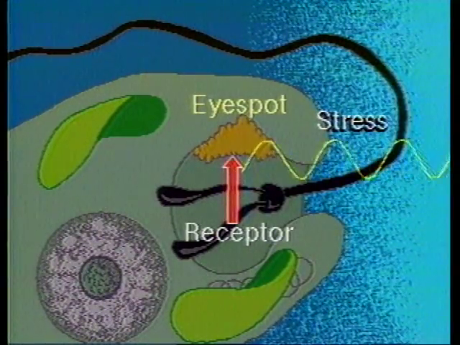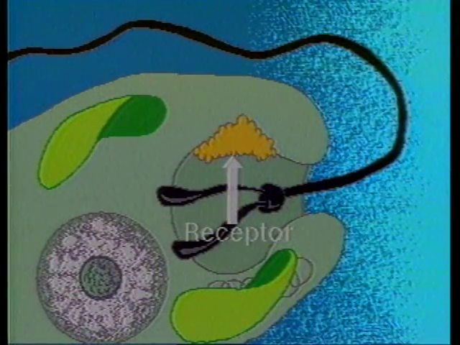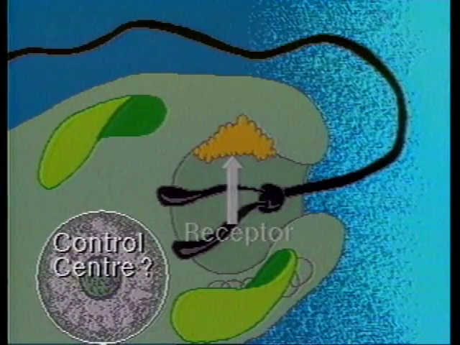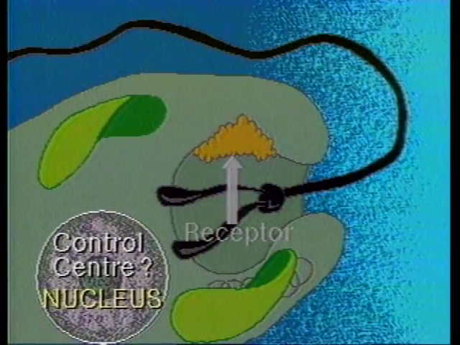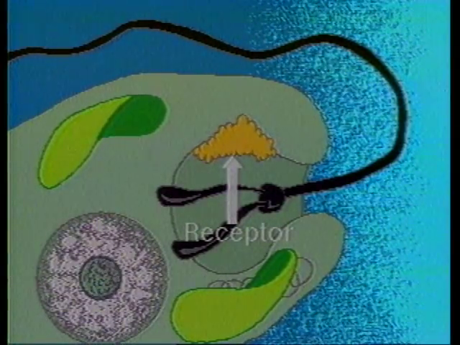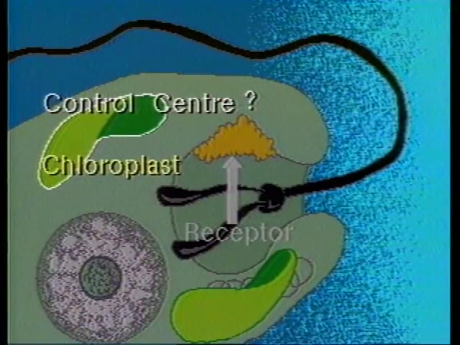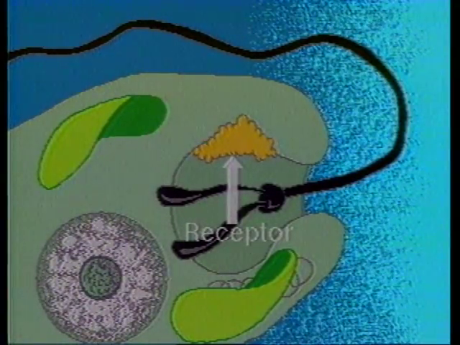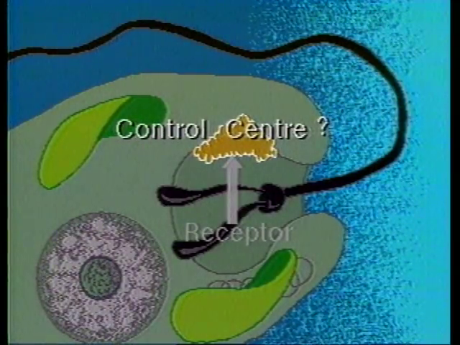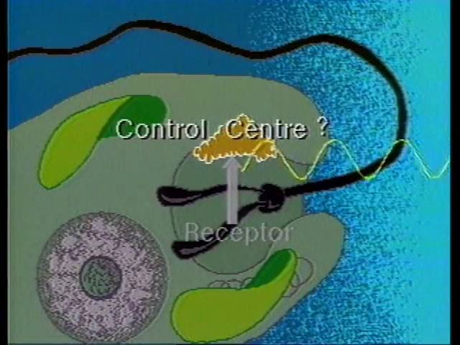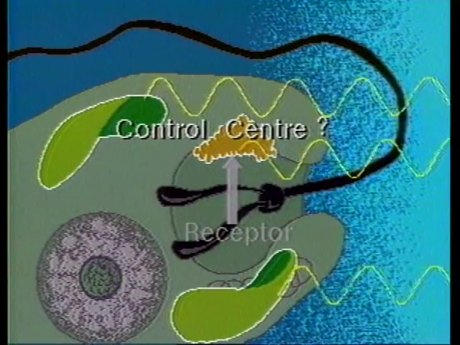The control center for this stimulus is still poorly understood. The nucleus could receive molecular messages from the eye spot and interpret them. Even the chloroplasts are capable of performing this function. But it's quite likely that the control center is the eye spot itself, which is sensitive only to certain wavelengths of light, matching the needs of the chloroplasts.